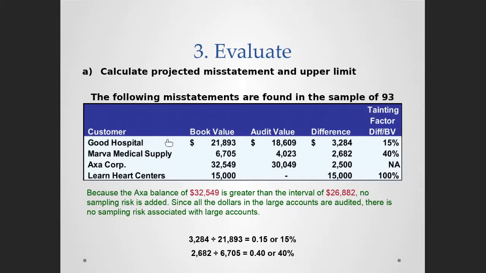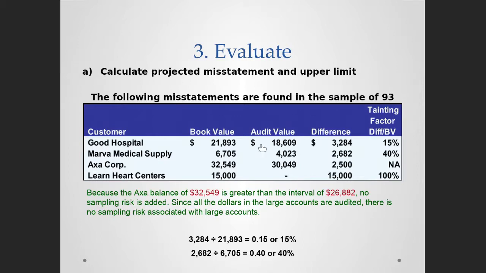Because of our limitations, I cannot give you 93 customers to send letters to who will send letters back to you. We have to provide you with this simulated number. Let's say the auditors sent 93 letters and received 93 letters back. In those 93 letters, they found 4 customers, Good Hospitals, Marva, AXA, and Learnhardt, where the book value of your client's records is different than what they confirmed.